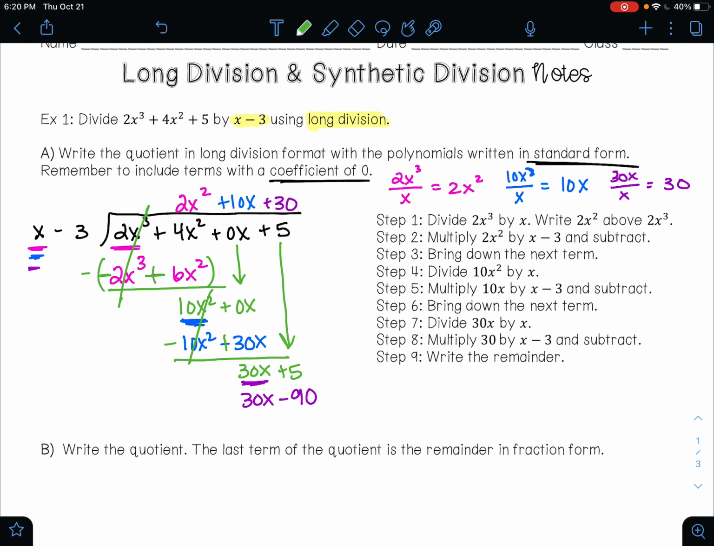I'm going to draw my line and change my signs. 30x minus 30x is 0. 5 plus 90 is 95. There is nothing left to bring down, so 95 is my remainder.